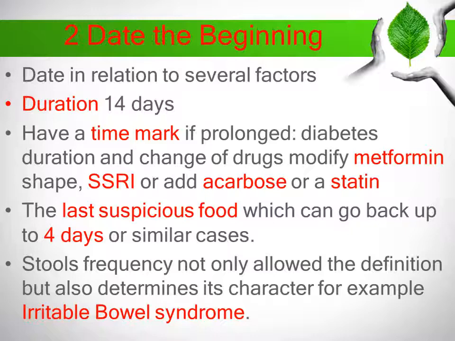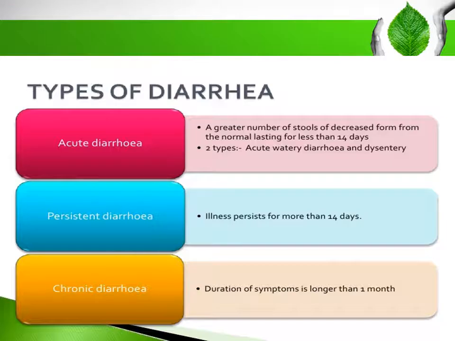and searching for similar cases. At the end, we have to appreciate stools frequency, and you have to know that this appreciation is not only to make the definition, but also to determine the character and the causes of diarrhea. For example, irritable bowel syndrome is characterized by diarrhea and constipation alternation.